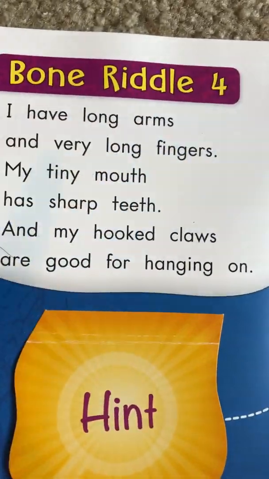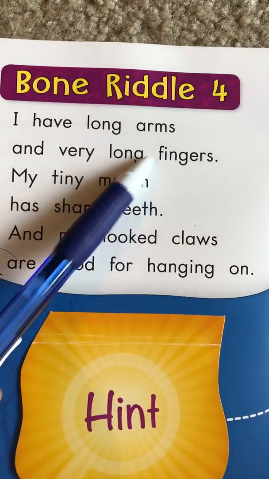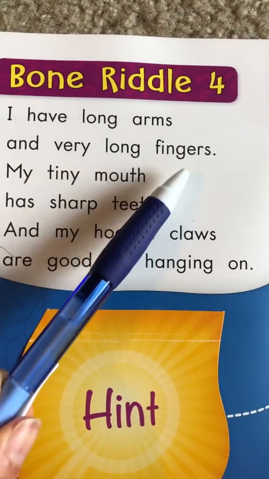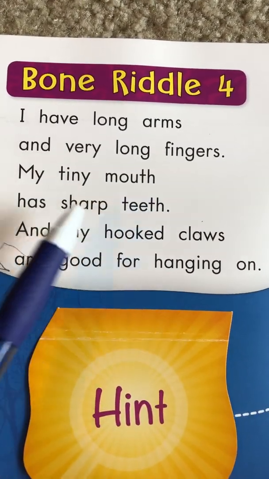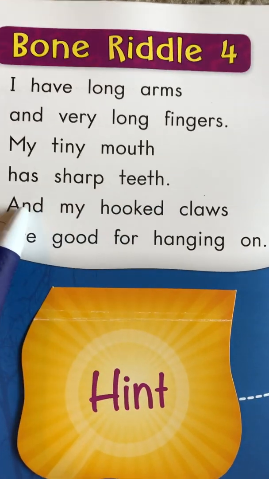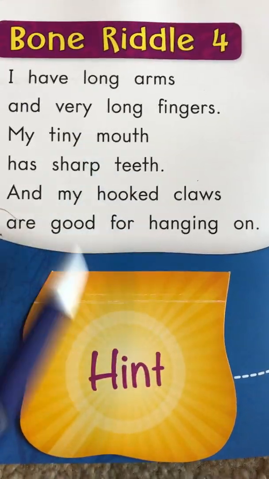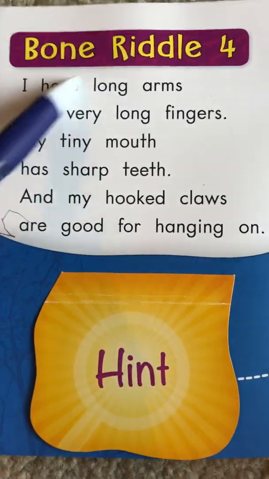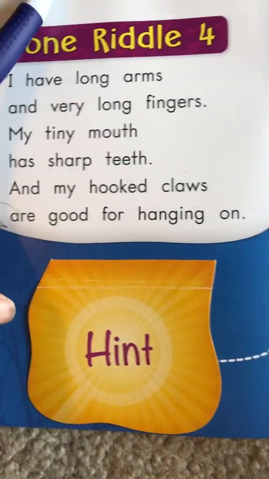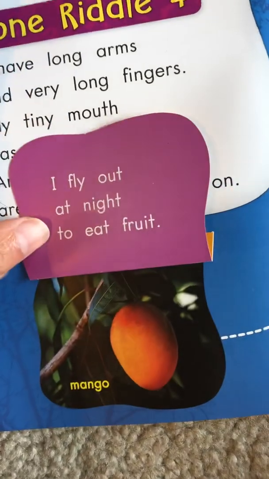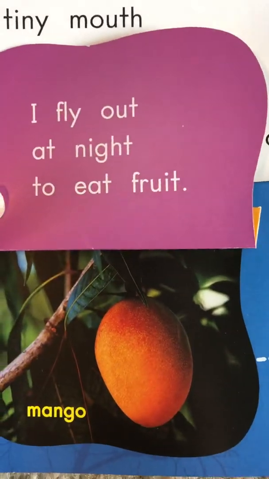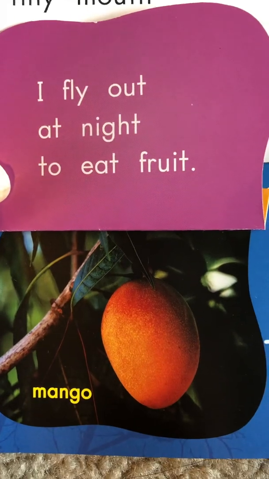Bone riddle 4. I have long arms and very long fingers. My tiny mouth has sharp teeth, and my hooked claws are good for hanging on. Hint. So think about those clues the author gave you and see if you can figure out what animal it is. I fly out at night to eat fruit.